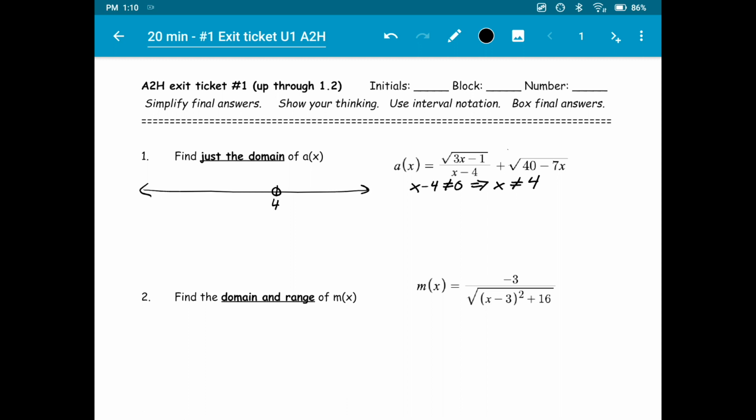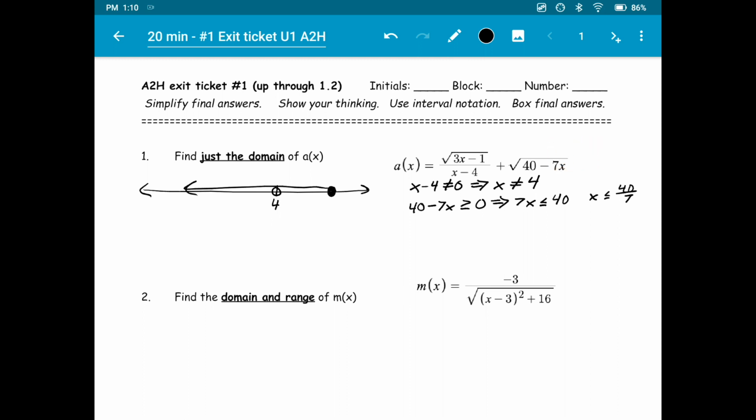Then from this square root, I know that 40 minus 7x has to be greater than or equal to 0, which means that 7x is less than or equal to 40, or x is less than or equal to 40/7, which means that I have to be in that range.